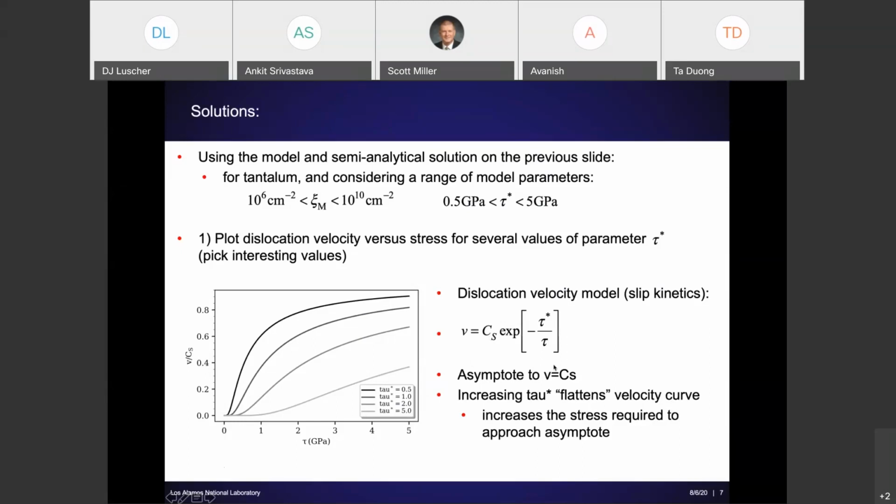So tau star acts as a drag strength, so to speak, which defines the stress resistance to dislocation velocity for this particular model. That's the solution to the first part of the problem. I'm not going to actually show you code for how to make a plot. I think everybody could write a Python script or MATLAB or whatever you use to plot that function. But the main thing is the observation of this behavior.